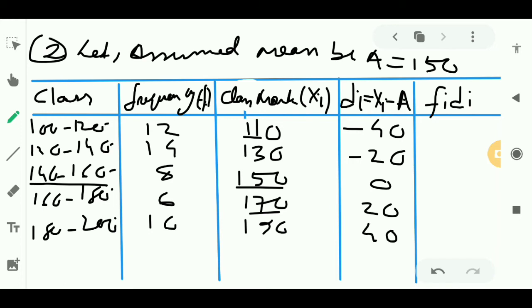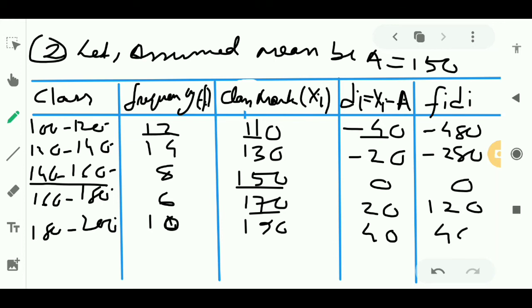Now we will multiply fi and di. Frequency 12 and minus 40 we multiply, so this will be minus 480. 14 and minus 20, minus 280. Then 8 into 0 is 0. Then 6 into 20, it will be 120. And 10 and 40 means 400. Now you can see the first two numbers are negative and the last two are positive. So positive we will add together and negative also we will add together.